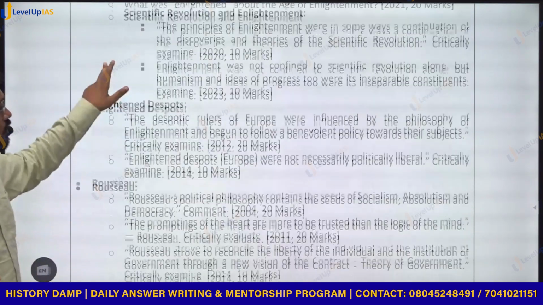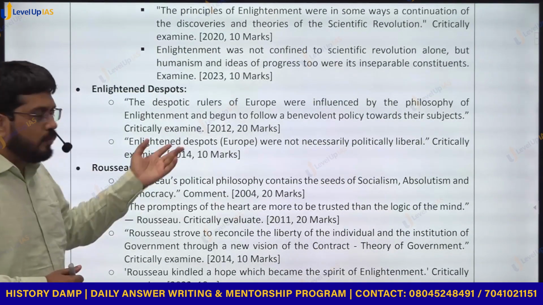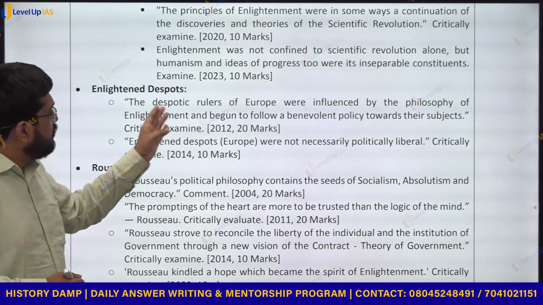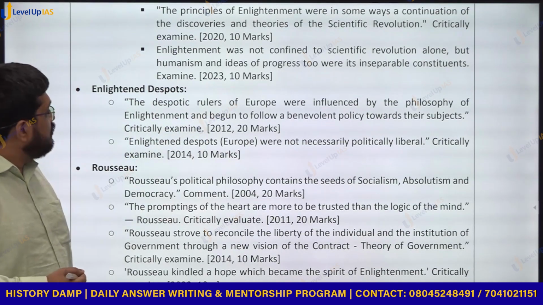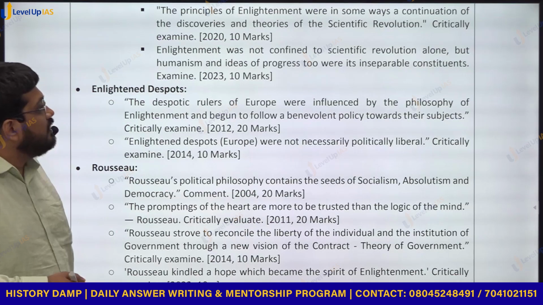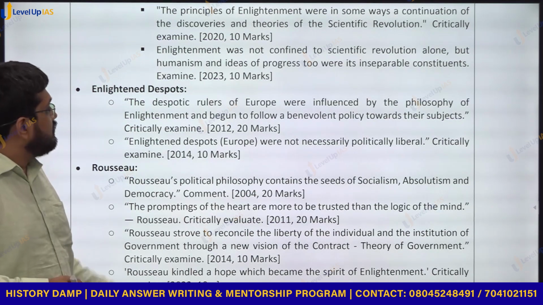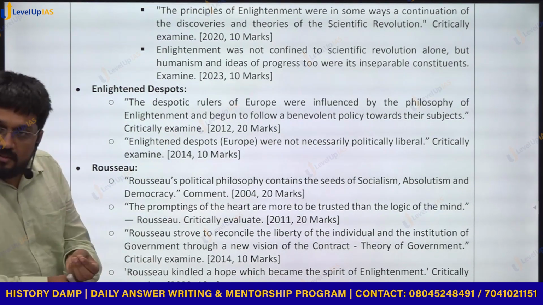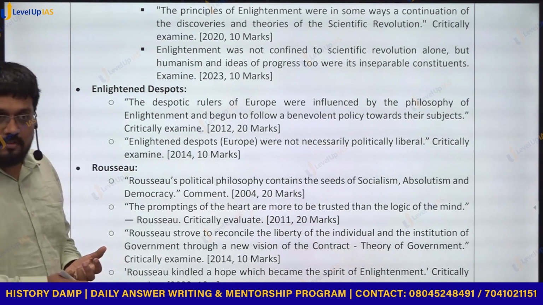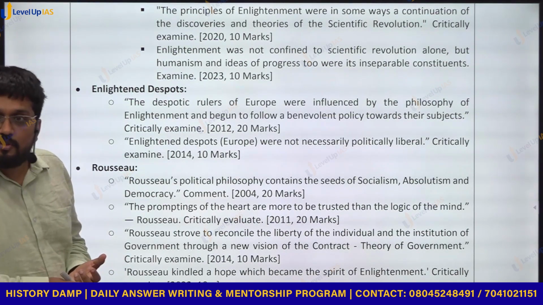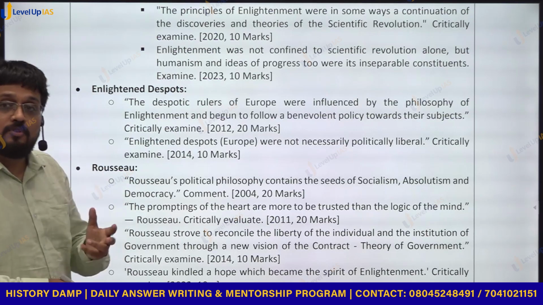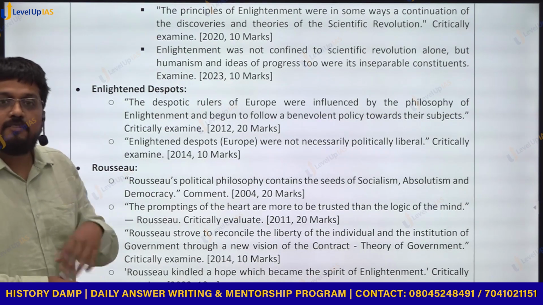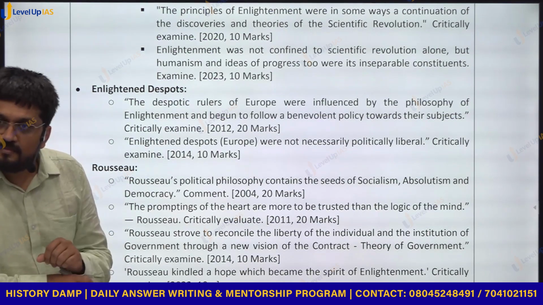Then two questions on enlightened despotism, quite simple questions. The despotic rulers of Europe were influenced by the philosophy of enlightenment and began to follow a benevolent policy towards their subjects. Critically examine. So was it really benevolent? Were they really benevolent or not? Or what was their ulterior motive? And even if they did not have an ulterior motive, were they effective? And even if they were effective, was it useful in the long term?